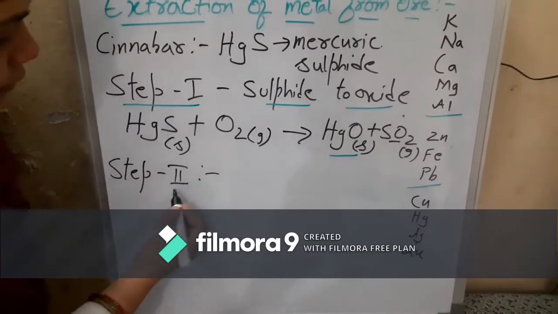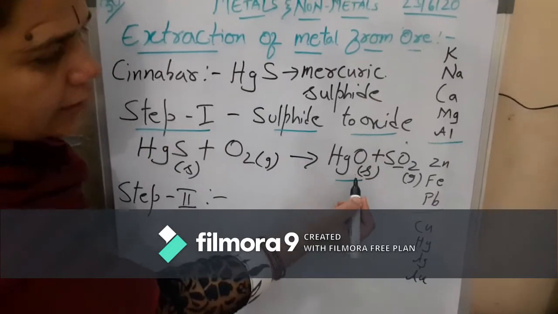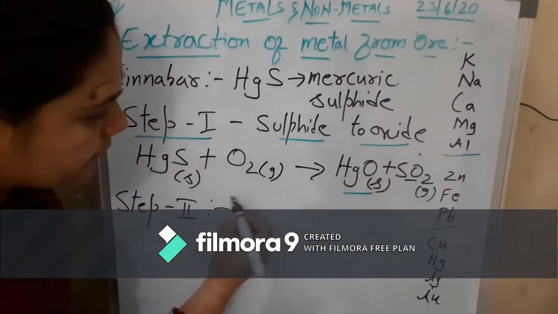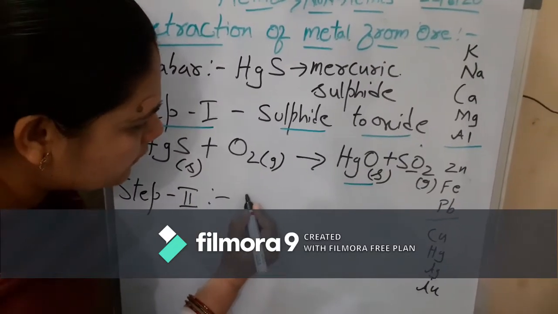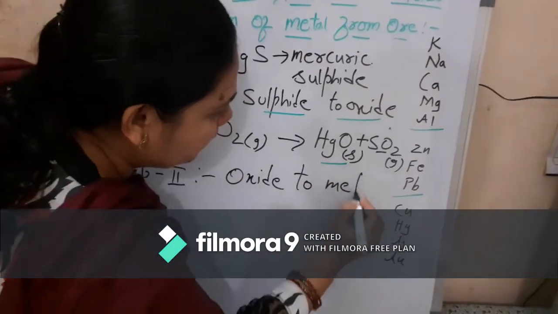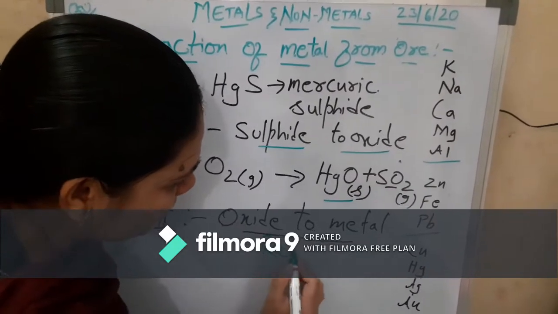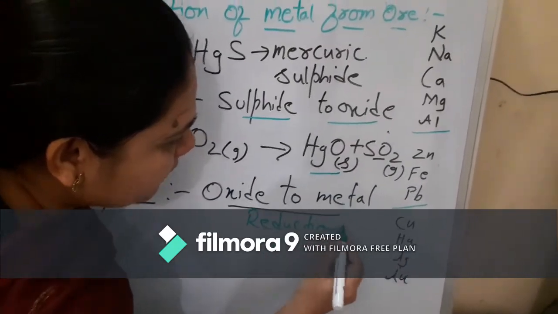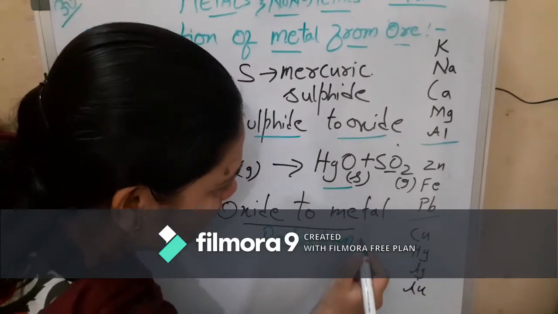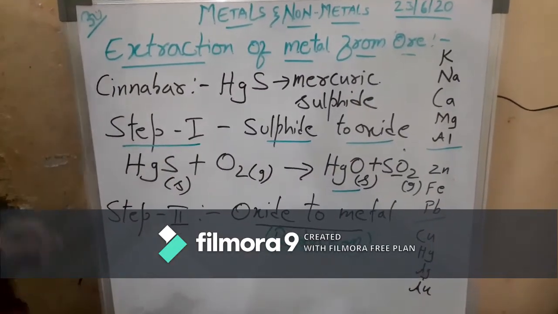So now children, let us move on to what? Step 2. So what did we obtain in our step 1? We obtained oxide. From where? From the sulfide ore. Okay. Now what is my step 2? My step 2 is converting oxide to metal. Now generally this is termed as what? As I mentioned earlier, reduction. Why is it reduction, children? It is reduction because I am going to remove oxygen. Okay, it is the removal of oxygen.